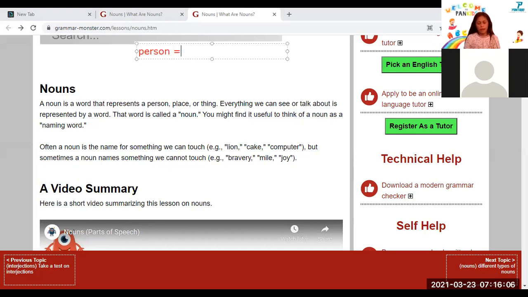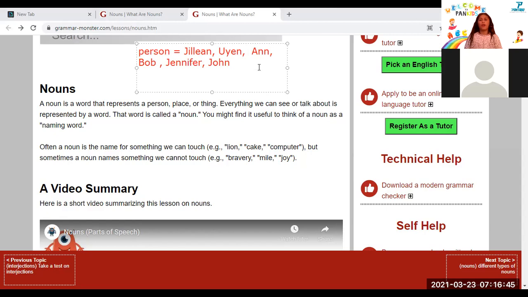Person, like Jillian, like Uyen. Sorry, it starts with a big letter. Like Bob, Jennifer, John. So these are examples of nouns. All of them are nouns. They are names of persons.